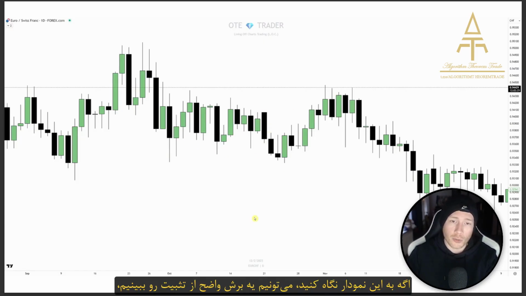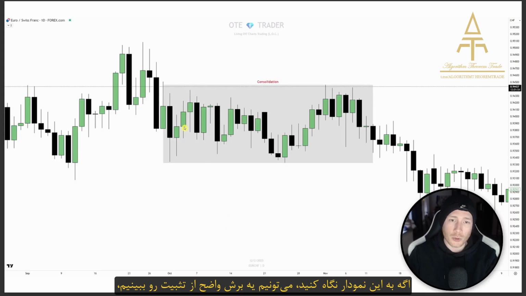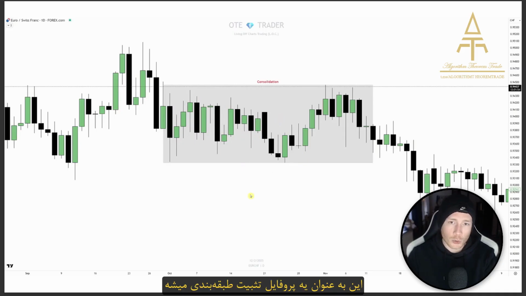So if you look at this chart over here, we can see a clear-cut consolidation. Price is continuously closing and opening in the same range over here. So this is classified as a consolidation market profile. Nothing to see here. We don't want to trade this. We only want to go with a trend. The trend is your friend, as they always say.